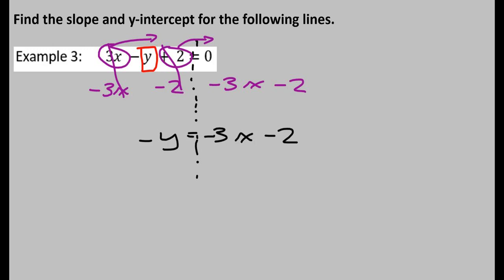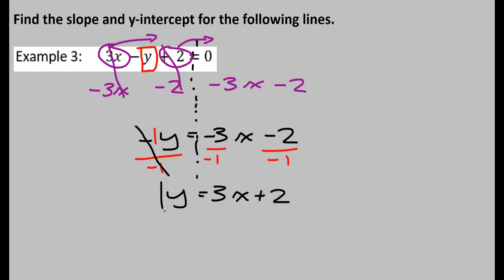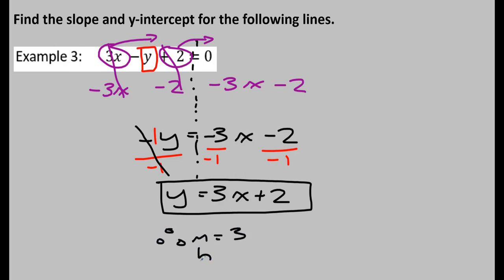And if you remember how to get rid of the negative, it's like saying there's a negative 1 there. So you can divide both sides by negative 1. This divided by negative 1. This divided by negative 1. These cancel out to positive y. Negative 3 divided by negative 1 is positive 3. X is fine. And negative 2 divided by negative 1 is positive 2. So this is my rearranged equation. And then therefore the slope is 3 and the y-intercept, or the b value, is positive 2.